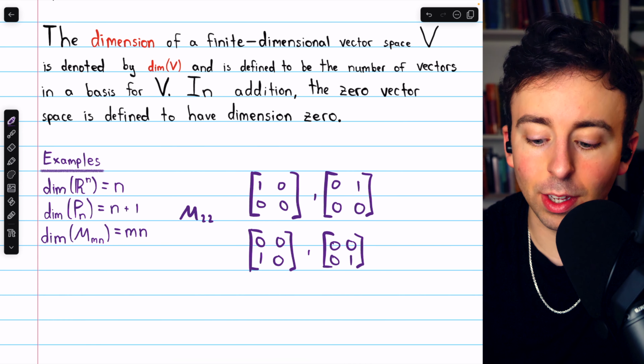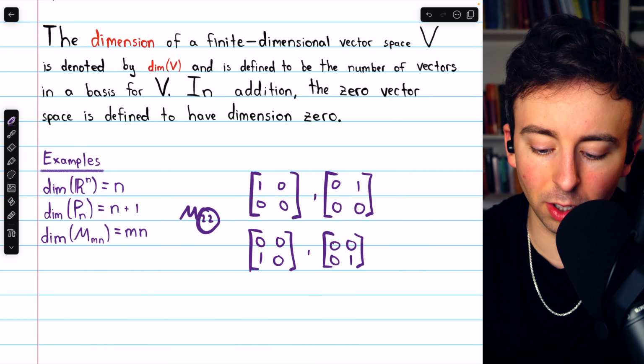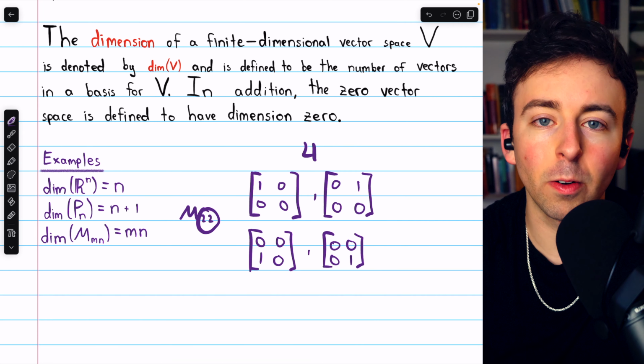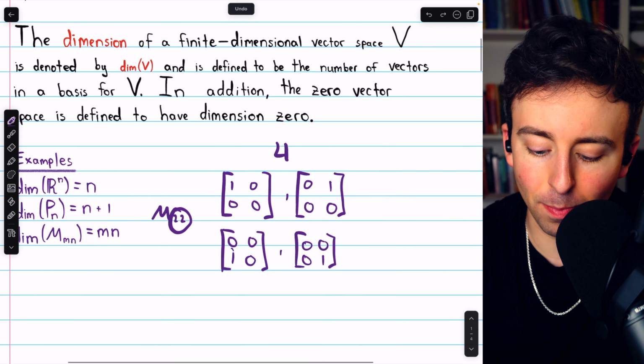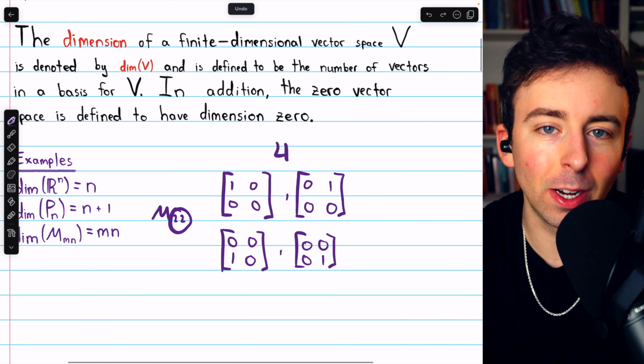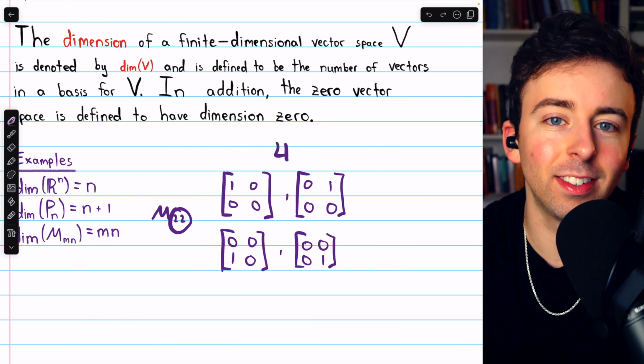The dimension of this vector space is 2 times 2. That's 4, because there are 4 entries, which all need a turn at being 1. They all need their own matrix, where they're 1 and everything else is 0.